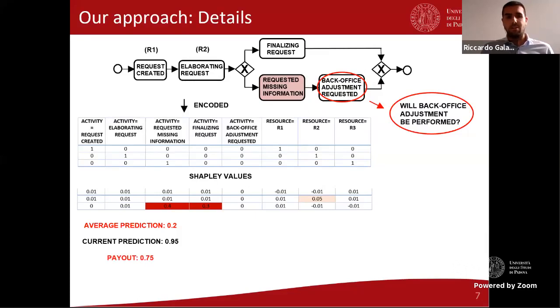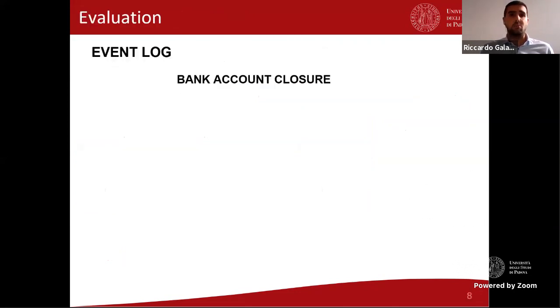This payout is distributed, and here we have two main explanations. One is because we have noticed that we missed some important information. So since we are performing requested missing information, then a back office adjustment will be performed, as well as the fact that we are not performing finalizing request. And so this is the output.